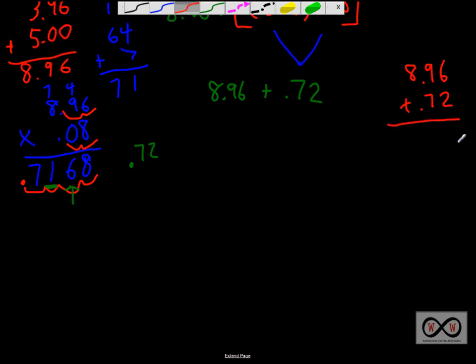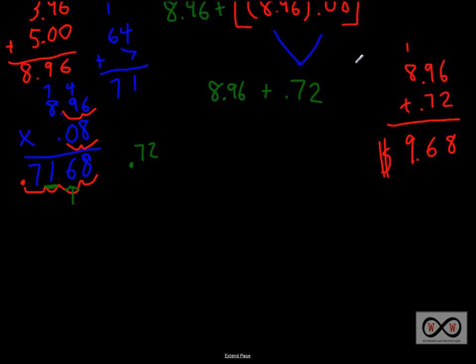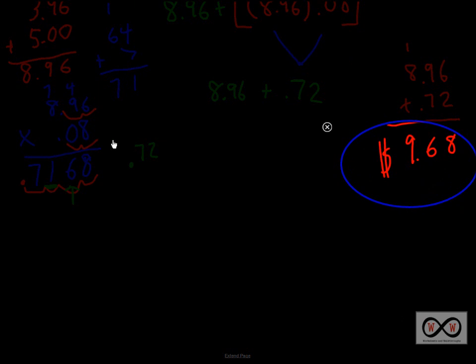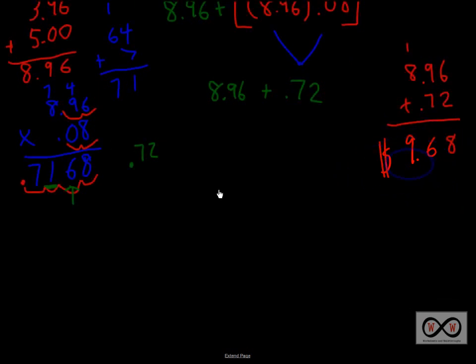Okay. So now we've got 6 plus 2 is 8. 9 plus 7 would be 16. You're thinking that. Good for you. And we've got 8 plus 1 is 9. So $9.68 is our answer, our total. That's how much Joe would pay for the apps and the gift card.